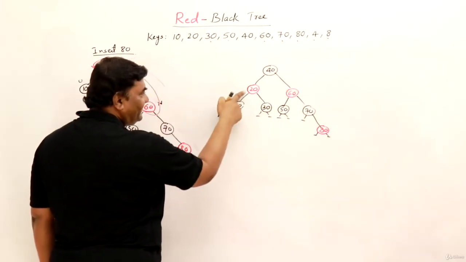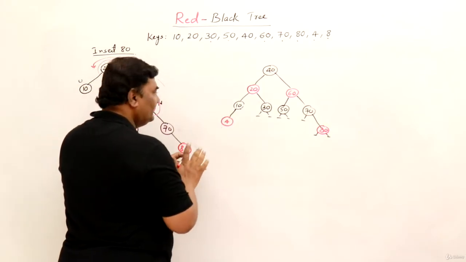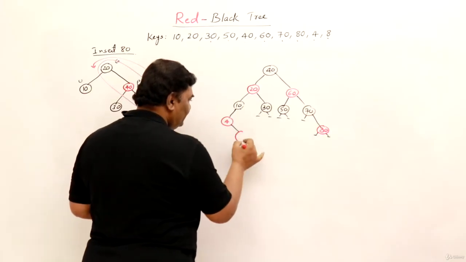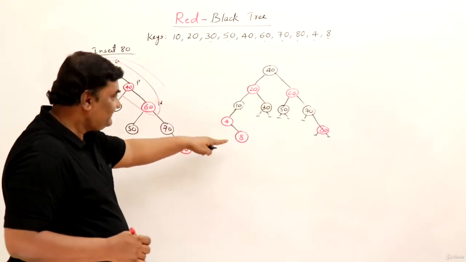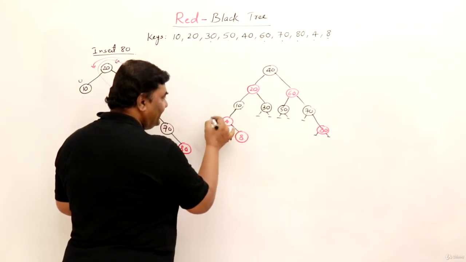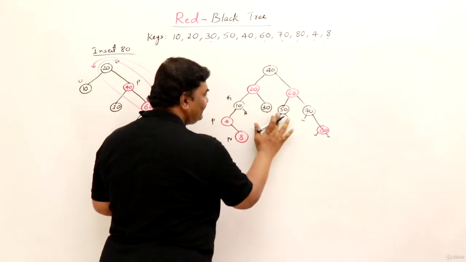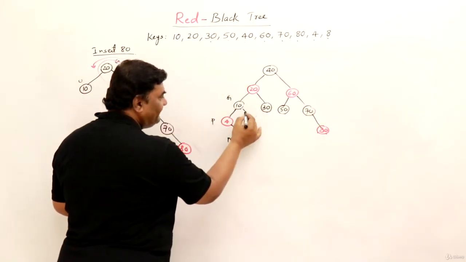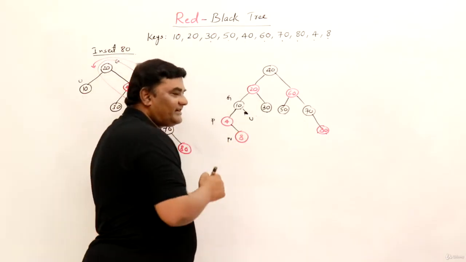The next key is 8. 8 is less than 40, less than 20, less than 10, but greater than 4. So it will be added as the right child of 4. So this is 8. Now check for red conflict. Yes, there is a red conflict. This is the new node, this is the parent, this is the grandparent, and this is the uncle. I will remove these, as this will be confusing sometimes. This is the uncle; only one null we are looking at. So uncle is black, parent is red.